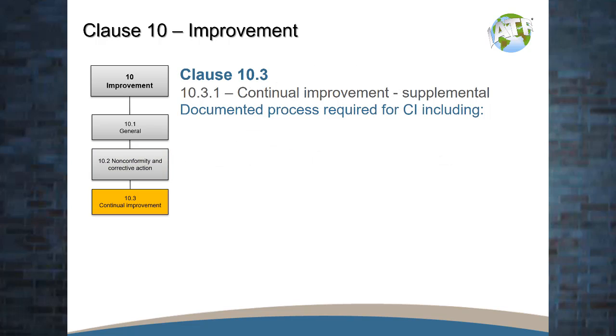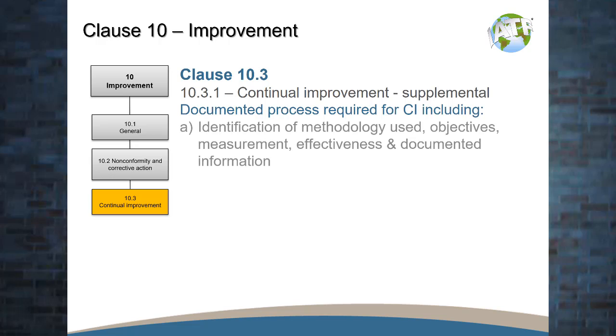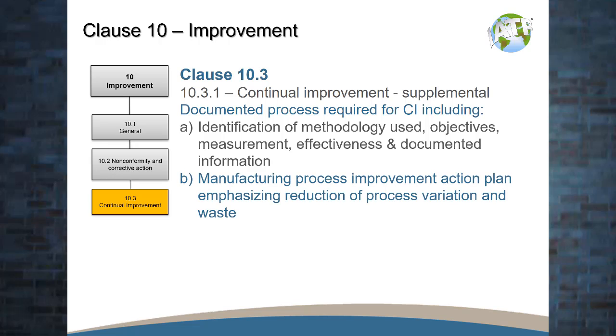And our final subclause here, 10.3, continual improvement. There's a supplement here that says that you have to have a documented process required for continual improvement, including the identification of methods used, objectives, measurement, effectiveness, and documented information. And then manufacturing process improvement action plan, emphasizing reduction in process variation and waste. So those two items need to be a part of your documented process for continual improvement. One last thing is risk assessment or risk analysis, such as an FMEA, fault tree analysis, and so forth.